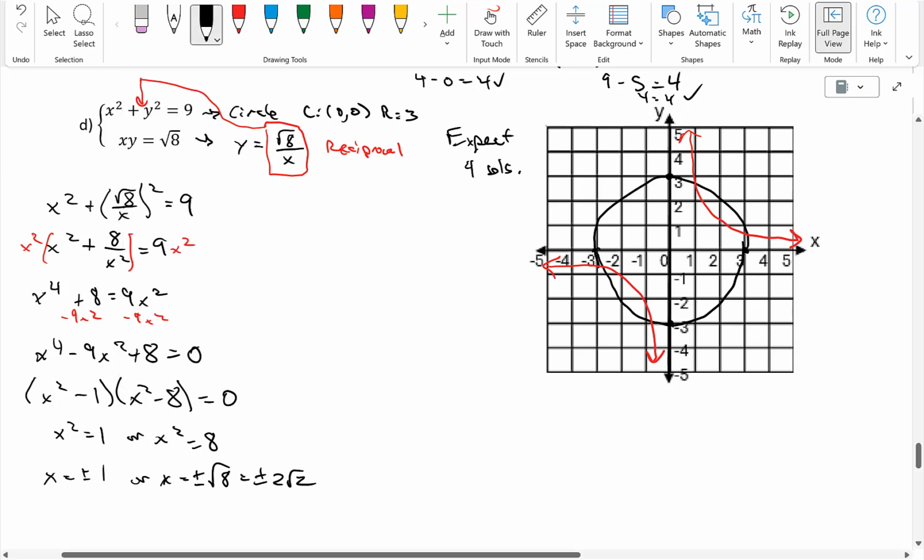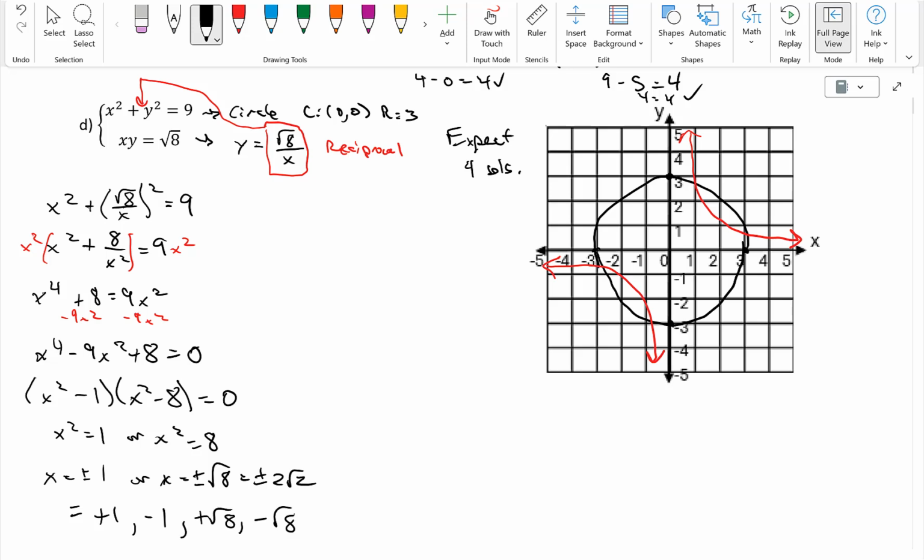And we want to solve for y if those are our x's. We do have 4 answers. We expect 4 answers, so hopefully there's nothing weird or extra going on there. Let me write them separately here. So we're looking at 1, -1, root 8, and negative root 8. And we want to find the y's that go with each.